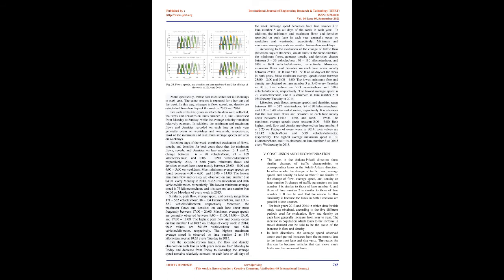The lanes in the Ankara-Polatli direction show similar changes of traffic characteristics to corresponding lanes in the Polatli-Ankara direction. In other words, the change of traffic flow, average speed, and density on lane number 0 are similar to the change of flow, average speed, and density on lane number 5. Change of traffic parameters on lane number 1 is similar to those of lane number 4, and those of lane number 2 is similar to those of lane number 3.